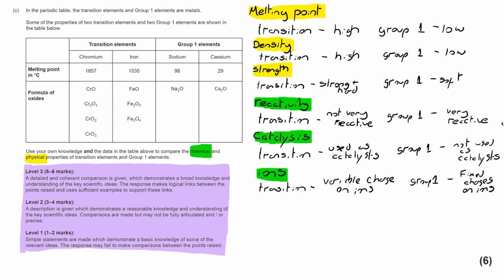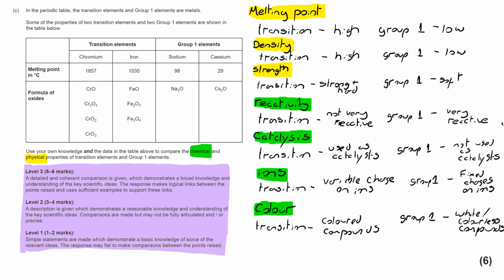Ions, well, we can use the information here actually to answer this one. Group 1 has fixed charges. Group 1 forms ions with a +1 charge because they all lose 1 electron. But transition metals have variable charges, and we can see that by, for example, iron can form 2 different oxides. To get FeO, iron has a charge of +2. But to get Fe2O3, iron has a charge of +3. But as a simple fact, we remember that transition metals have variable charges on their ions, and group 1 have fixed charges on their ions.